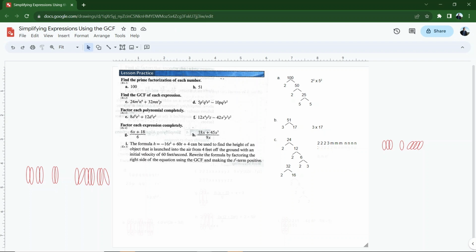32 is 2 times 16. Oh man, I know something about 16. I know that the prime factorization of 16 is 2 times 2 times 2 times 2. Let's see if that plays out that way. So it's 2 times 8. 8 is 2 times 2 times 2. 8 is 2 times 4 though, and then 4 is 2 times 2. It's all 2's. It's all 2's.